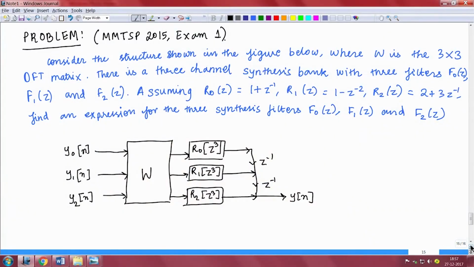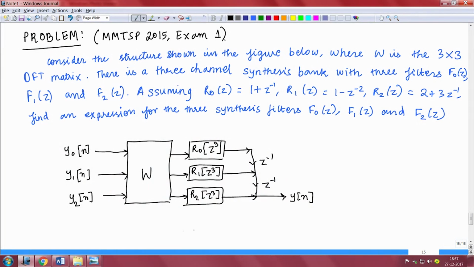Today we will solve a problem which came in the exam 1 of the MMT SP course in 2015. So basically we have a structure here which is a 3-channel synthesis bank with 3 filters, given by F0, F1 and F2.